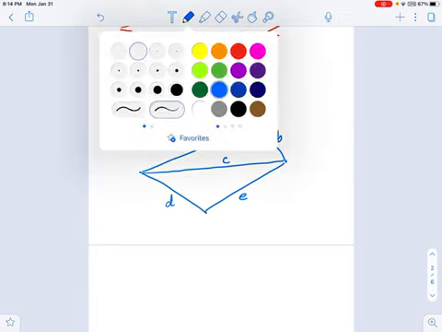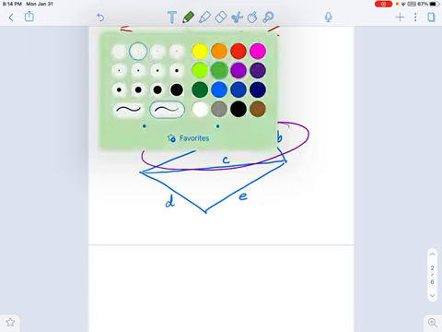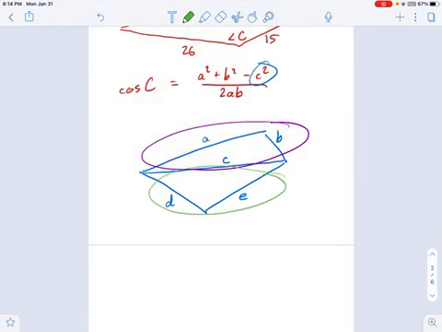Now, check it out. Look at what we have here. We have one triangle right there, and we have another triangle over here. We know the three sides of each of those triangles separately. So I could say the area of the quadrilateral equals the area of triangle number one. I'll call that triangle ABC, plus the area of triangle CDE, right? If I just add those two triangles together.